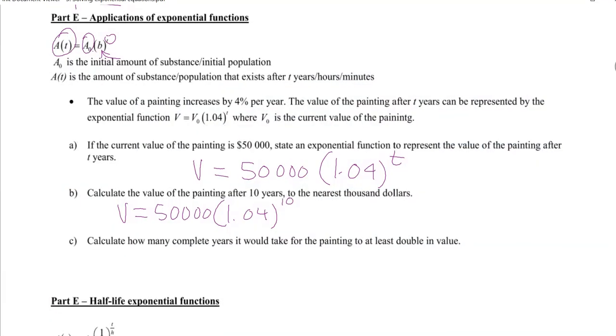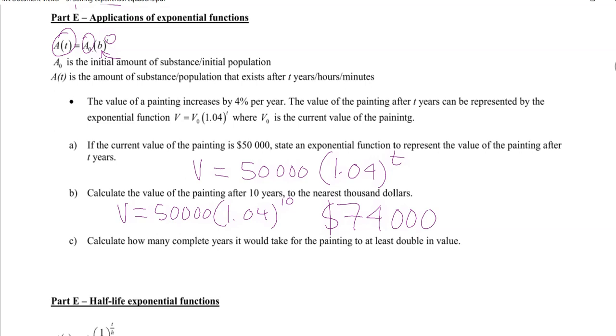So rounded to the nearest $1,000, it would be $74,000. Okay, rounded to the nearest 1,000, right? So it's over 74,000. The answer could be 74,000 or 75,000. This was $74,012. So to the nearest 1,000, it would be $74,000.